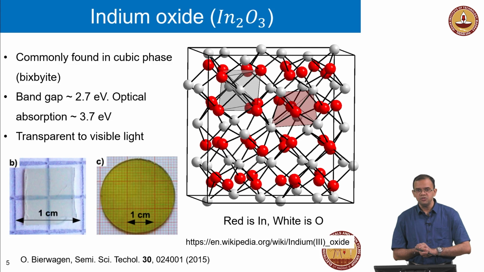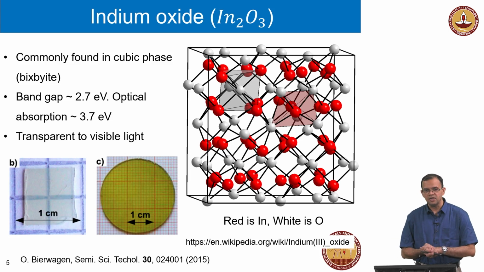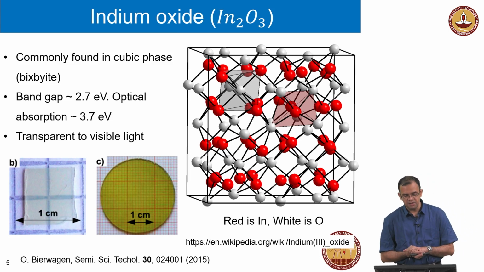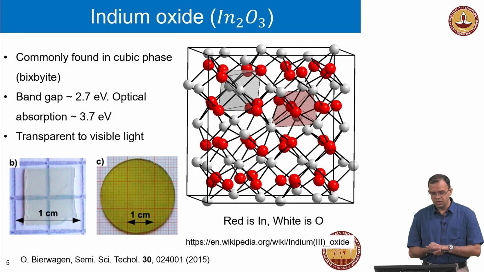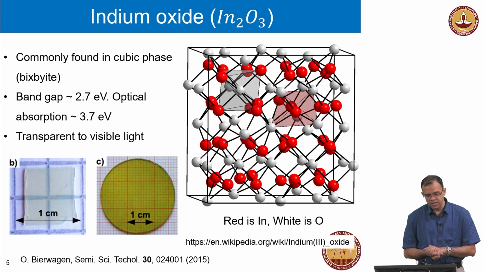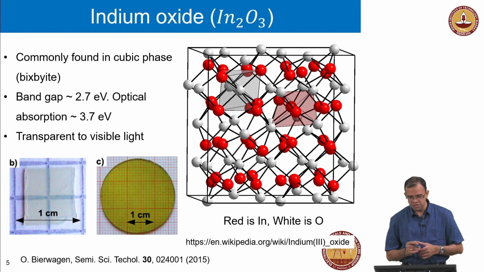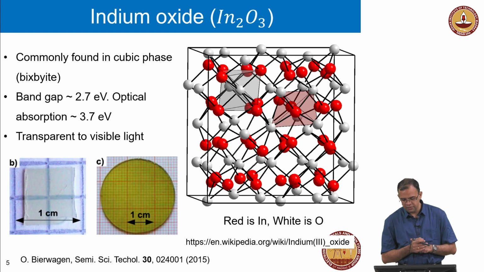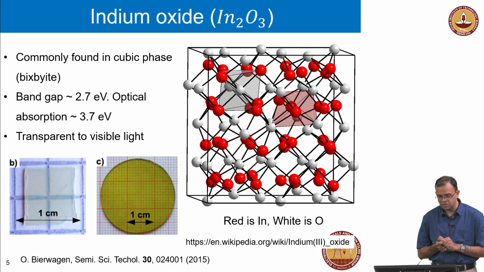So when we come to ITO, we say that the starting material is indium oxide. Indium oxide is commonly found in the cubic phase. There is a particular name for it, and there is also the crystal structure of indium oxide, where red represents the indium and white is oxygen.